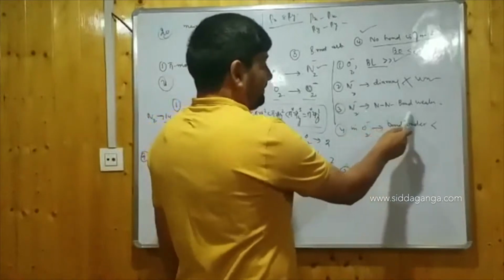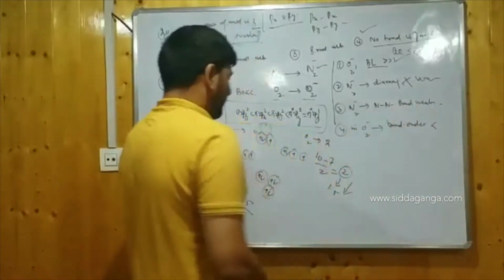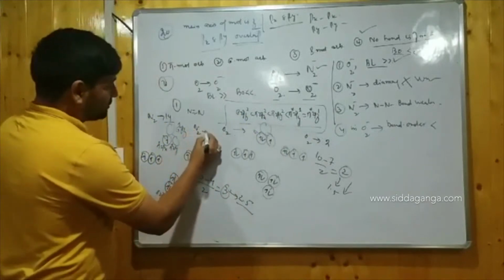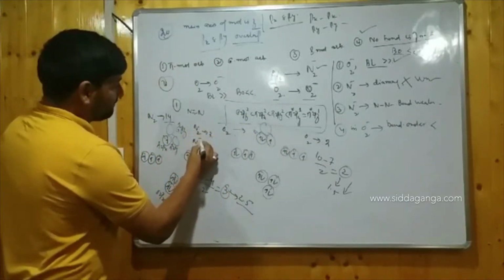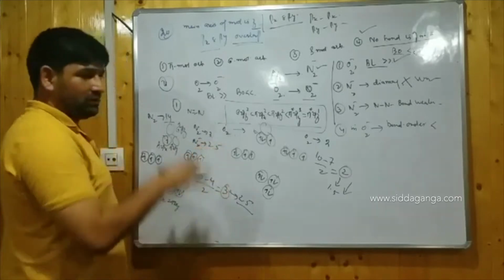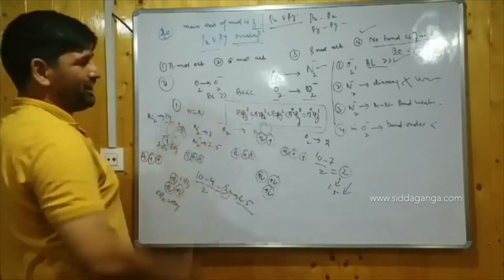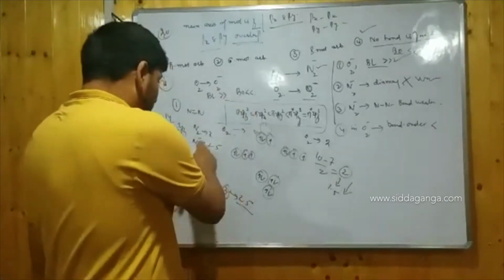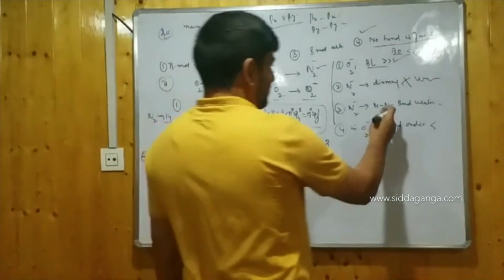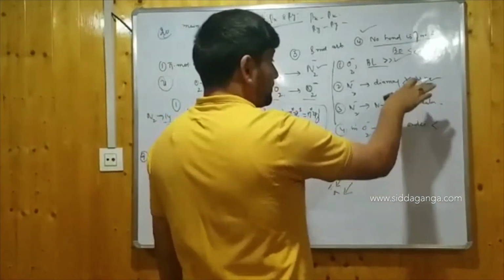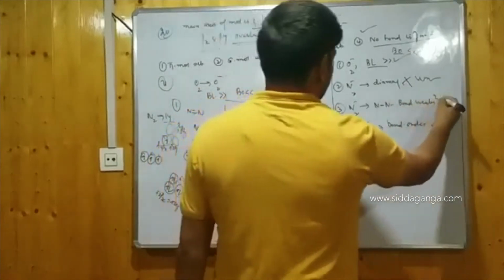Now, third option. N2 minus, N bond weakens. That is correct. Why? What was the bond order earlier for nitrogen? 3. What about nitrogen minus? It is 2.5, because the electron is added to anti-bonding. So when bond order has decreased, naturally what will happen? The nitrogen bond will weaken. When bond order decreases, bond strength will also decrease. This is also a correct option.